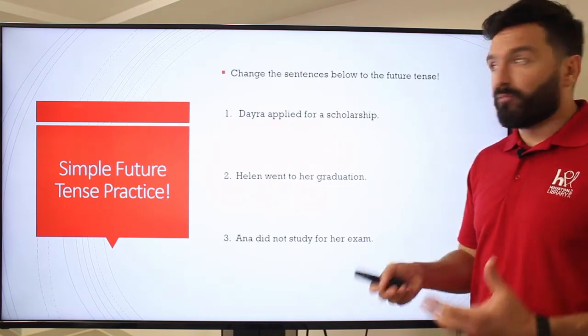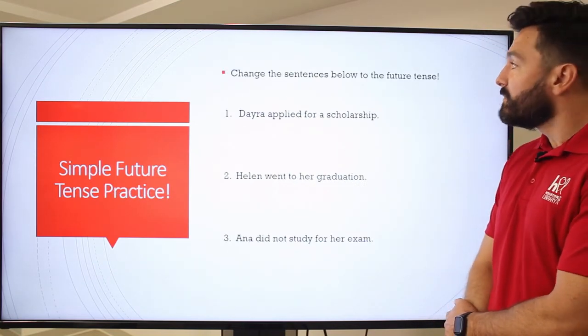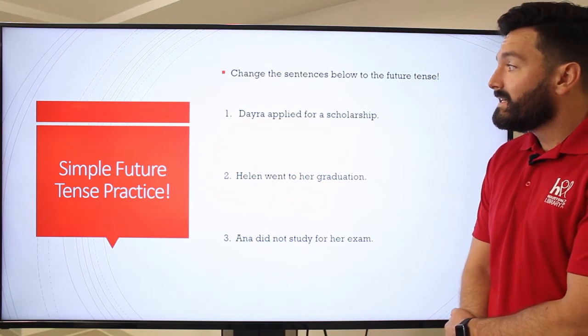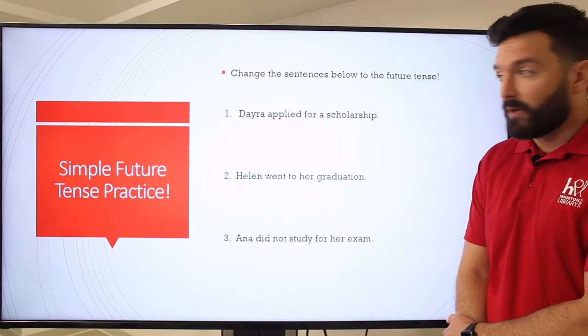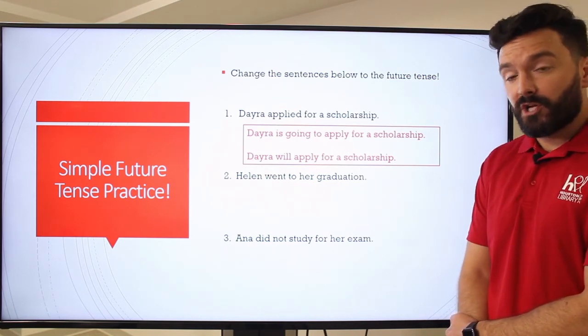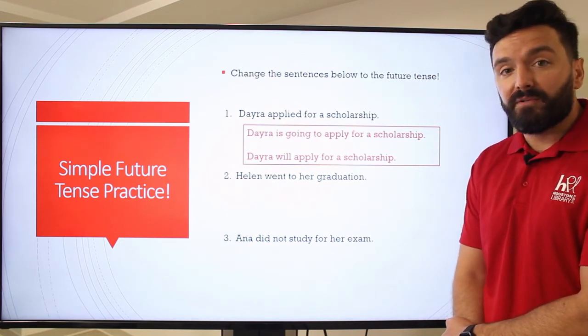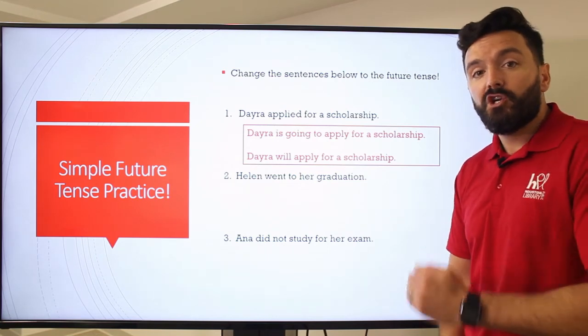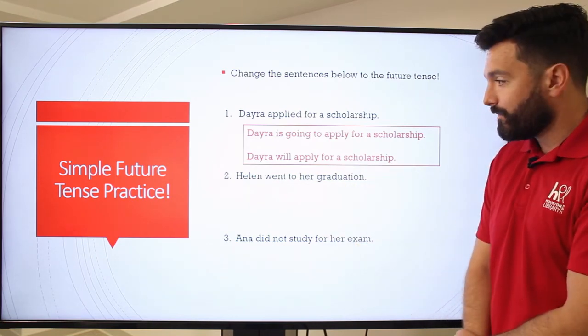So let's have a little practice. Let's change the sentences below to the future tense. Dyra applied for a scholarship. We could either say, Dyra is going to apply for a scholarship, or Dyra will apply for a scholarship. These both indicate she will do this in the future.